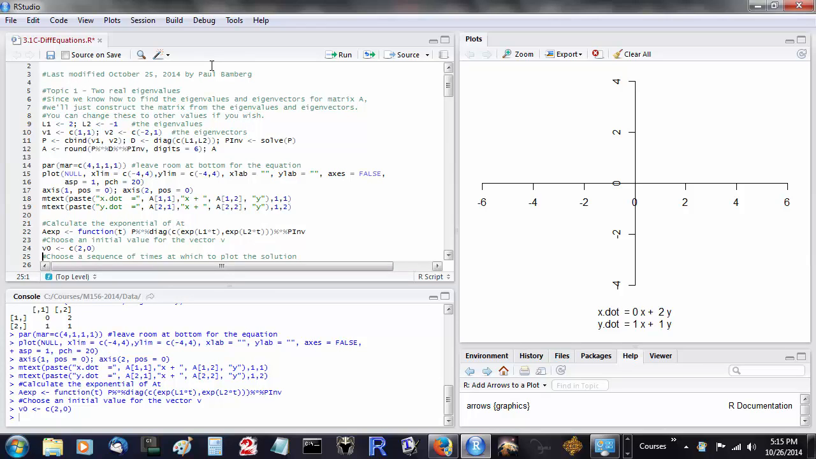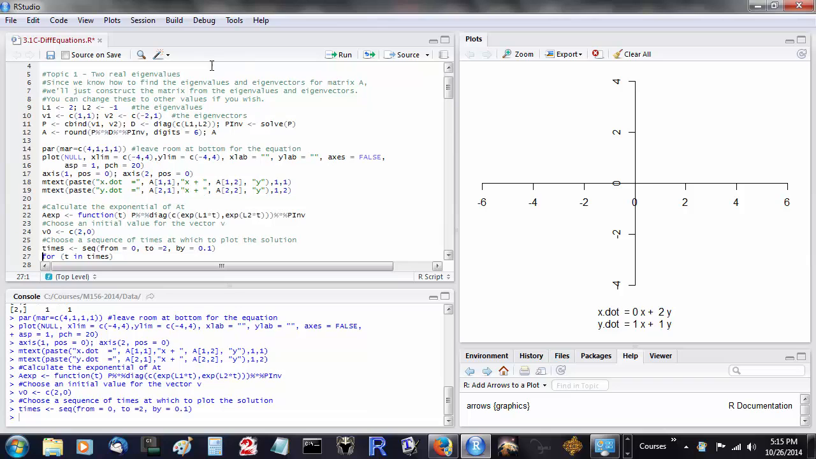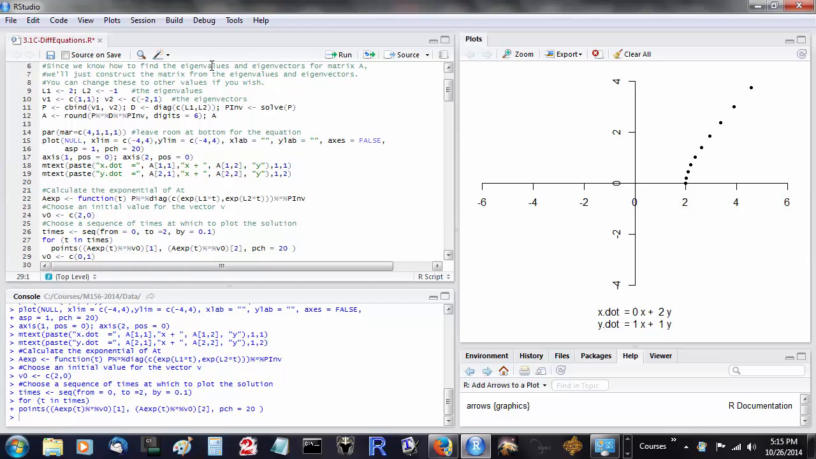I'll pick a vector x equals 2, y equals 0 to get us started. I will choose a sequence of times at which to plot the solution. I'll put these 1/10 of a second apart, going from t equals 0 to t equals 2. And for each of those times, I will plot a point that I obtain by multiplying the exponential of At times v0 and plotting the first and second components. And there's what it looks like. The solution scoots off to the upper right-hand corner, and after about 10 points, I get thoroughly off the screen.